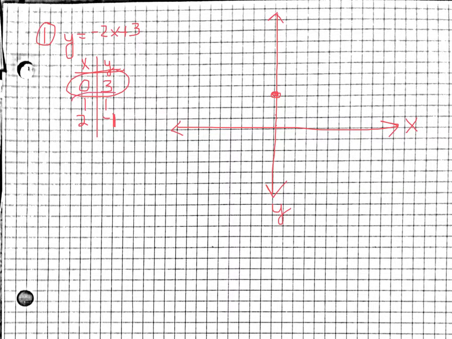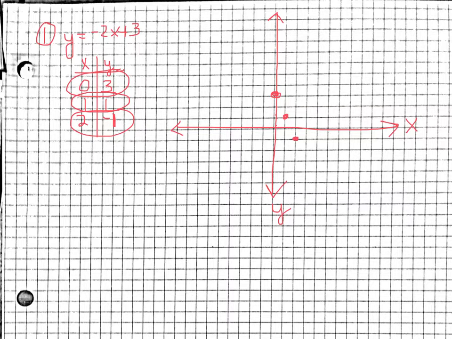Then you plot the next point, 1, 1. Means you go over 1, up 1. And then the next point, 2, negative 1. You go over 2, down 1. To the right 2, down 1. And every time, if you did everything right, notice these dots, these points line up.